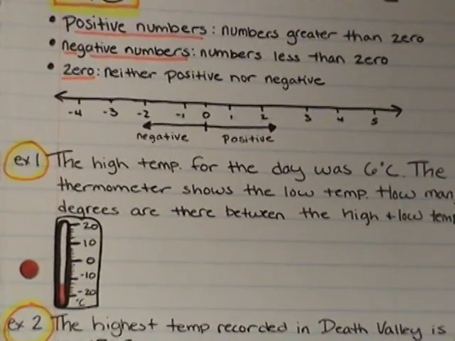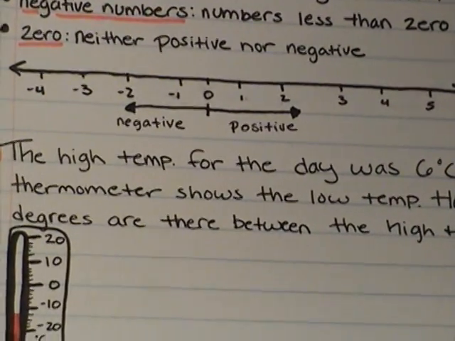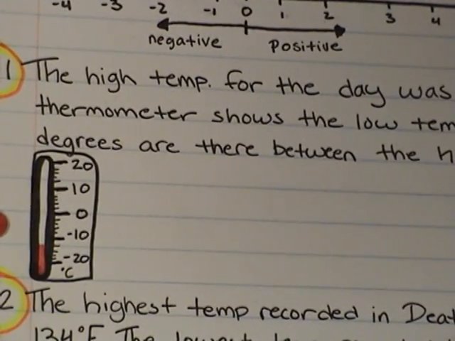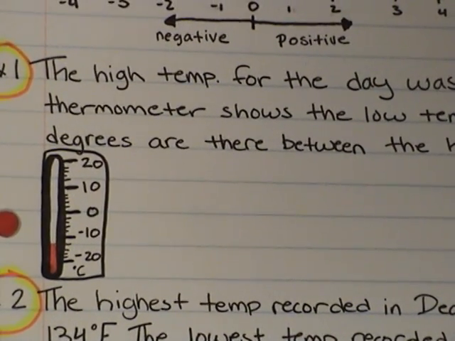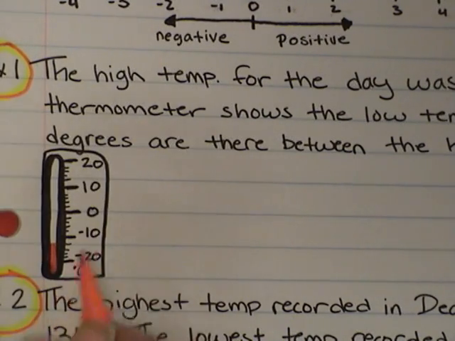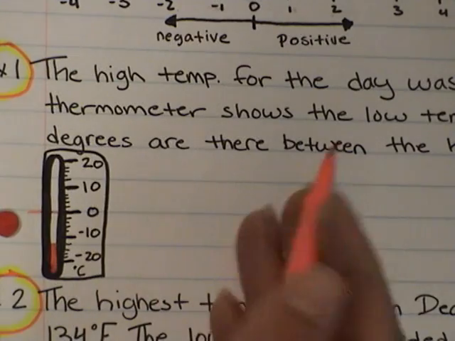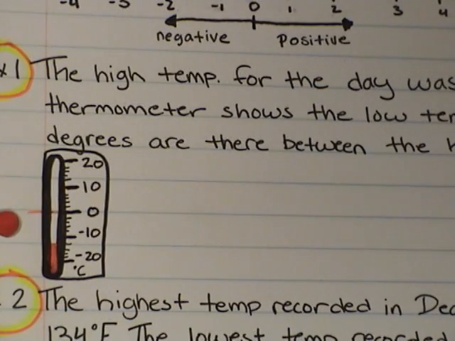laptop or computer. So I'm going to zoom in a little bit. Let's try this, see if this helps. Okay. So right at 0, if we look here, this is right about 0. So the first thing is we need to figure out what was the low temperature that shows on the thermometer. So above 0 are our positive numbers, and so we're going to go down into negative numbers.